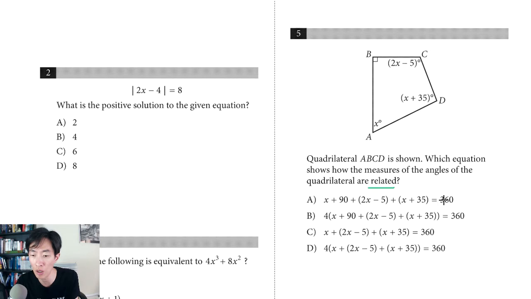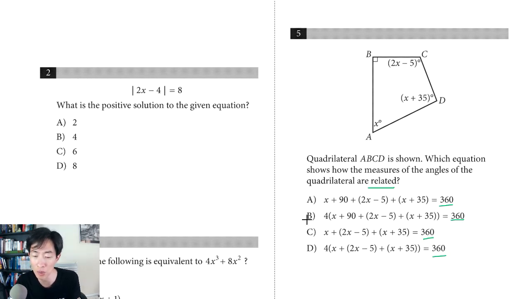And you might think all the answers are 360. It's got to be equal to 360. But look at what they do to try to trick you. Choice A is basically adding up the 4 angles. Choice B is also adding up the 4 angles, but then multiplying by 4. So if you assume that this quadrilateral, the sum of its angles adds up to 90 degrees, then all you have to do is multiply by 4 and get 360. Choice B could be correct.